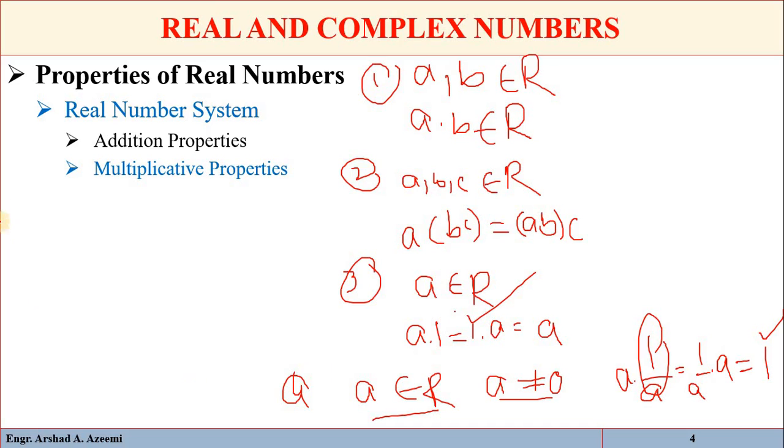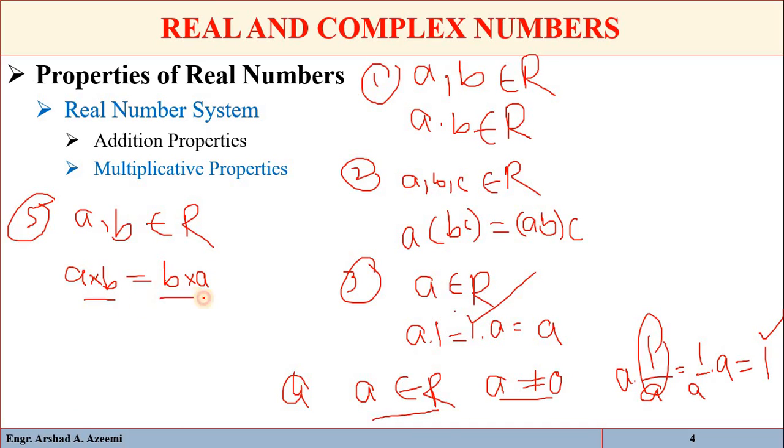Okay, then we have the commutative property with respect to multiplication. Suppose we have two numbers A and B belonging to the real numbers. If A is multiplied with B, or B is multiplied with A, the left hand side will be equal to the right hand side. So this is called the commutative property with respect to multiplication.